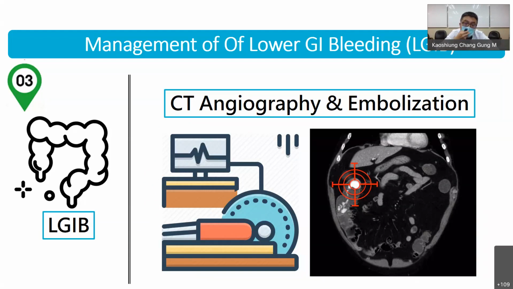So if patients have intermittent lower GI bleeding, you can do colonoscopy after good colon preparation for patients, okay? But if patients have life-threatening or large amount bleeding, or patients are in an unstable condition, colonoscopy is not a suitable tool for patients. The most useful way to help patients is CT angiography and embolization.